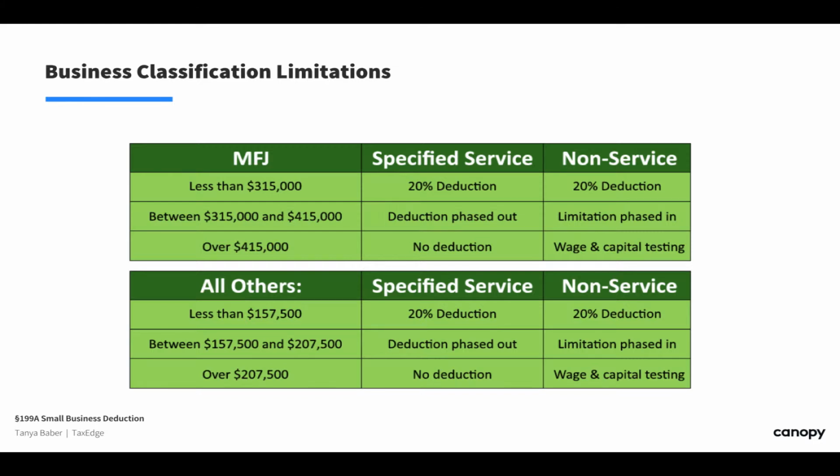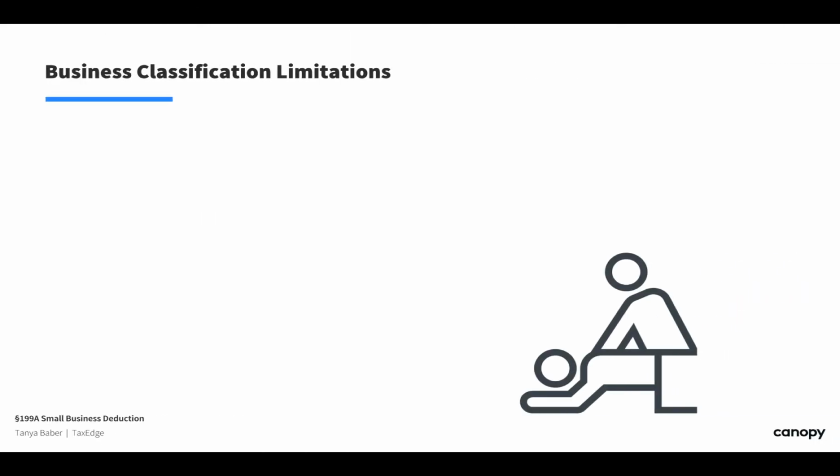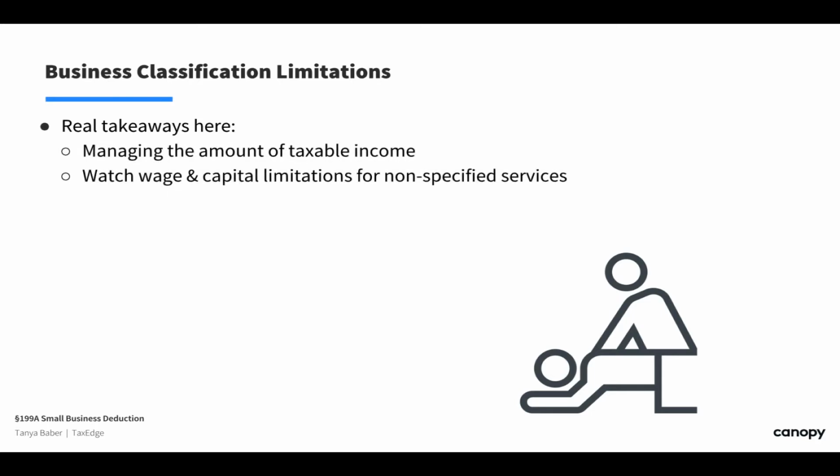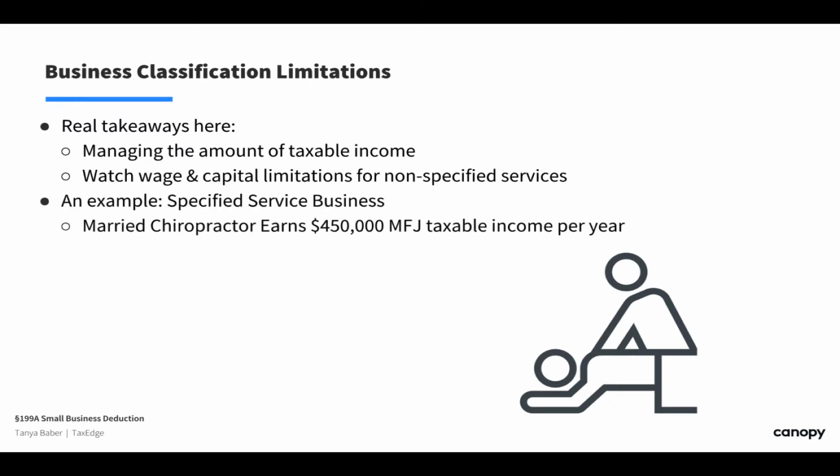The takeaways here are managing the amount of taxable income. And we have to watch the wage and capital limitations for those non-specified service businesses if that individual has higher income. So I'm going to give you an example. Let's say you have a specified service business. A married chiropractor earns $450,000 married filing joint taxable income per year. That was over that $415,000 mark. Well, because they're a specified service business and they're over that limit, very simple calculation, it's zero. You get no QBI deduction.